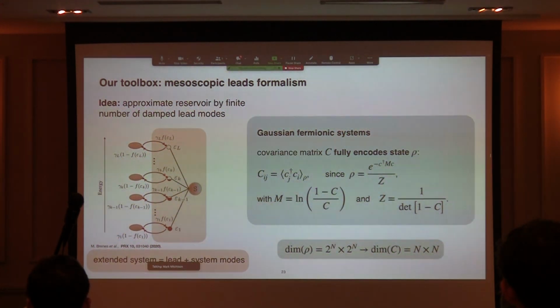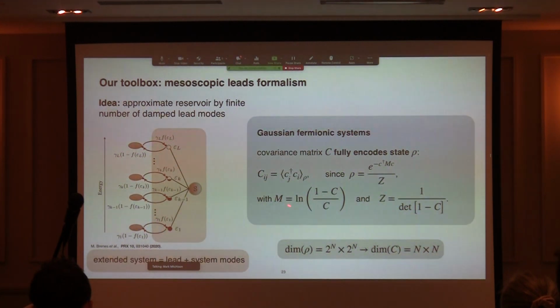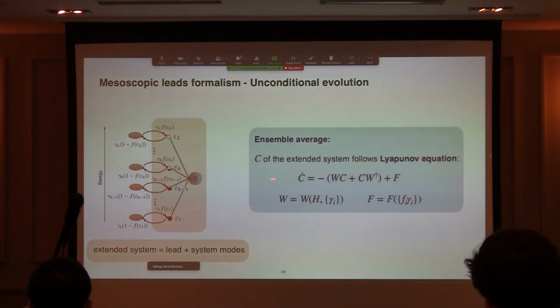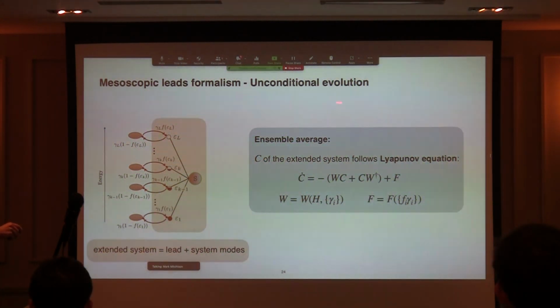Now, why is this useful? Well, it's useful because the dimension of the matrix rho is 2^n by 2^n, whereas the dimension of C is just n by n. Now, it's already known that at the level of the ensemble average, you can describe the time evolution of the system by the covariance matrix in this differential matrix equation, which is of the Lyapunov form, and W and F are matrices that depend on the single particle Hamiltonian of the extended system, the jump rates, and the Fermi functions evaluated at the lead mode energies.